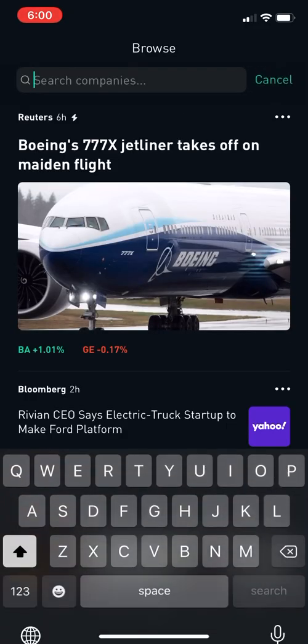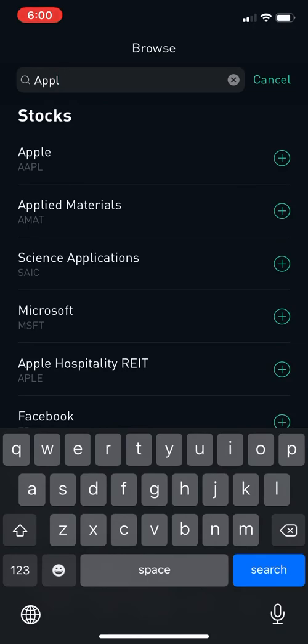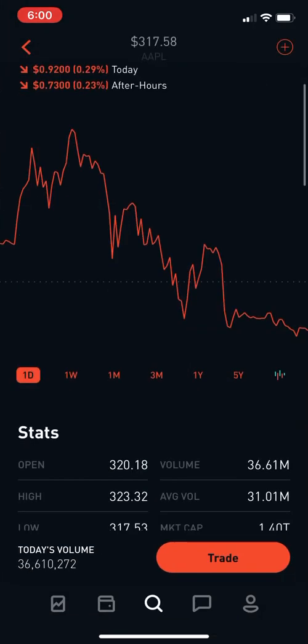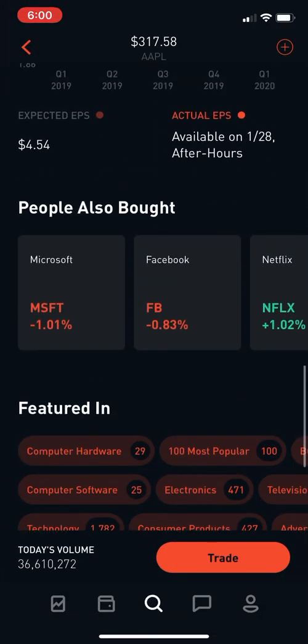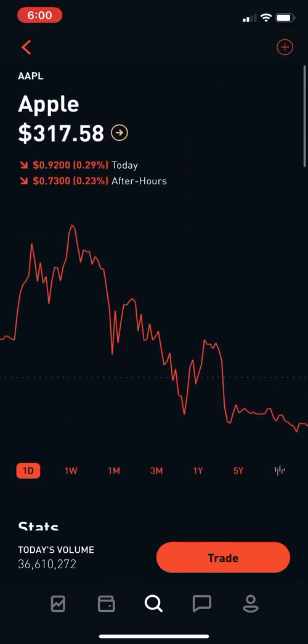But let's say I wanted to add Apple, for example. Look up Apple, and you can see all the stuff about Apple, of course, like you always can, which I'll go over later in a different video, what all that stuff means. But up in the top right corner, you'll see the little plus sign. Boom. It'll go to a check mark, and that is how you add it to your watch list.